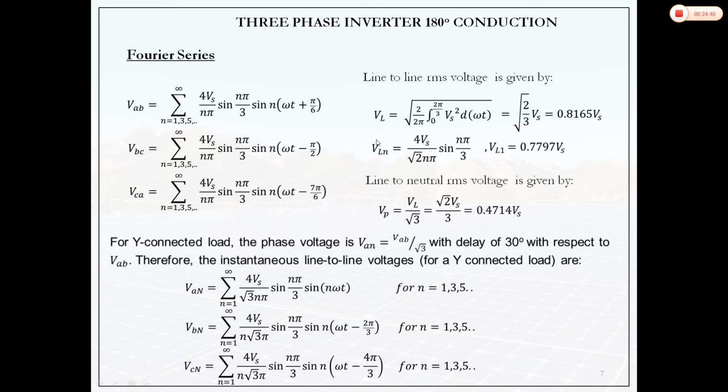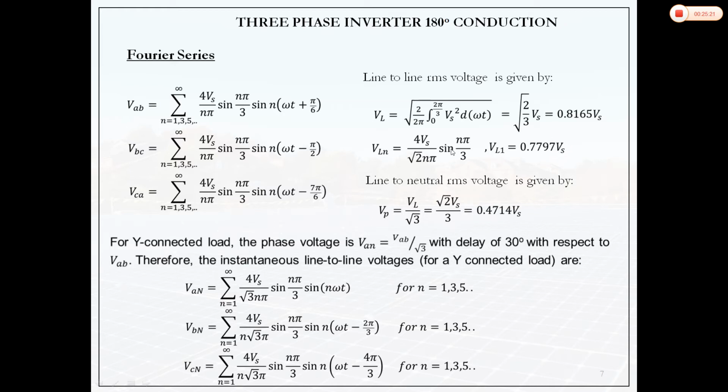Similarly, if you want to find the nth harmonic line voltage peak magnitude, you can find it from this expression. So that is 4 Vs upon n pi sin n pi by 3. That will be the peak value of the nth harmonic component. But if you want to find the RMS value, you have to divide by root 2. So RMS value of the nth harmonic line voltage will be 4 Vs upon root 2 n pi sin n pi by 3. Okay. So if you want to find the fundamental component RMS value, you have to substitute n is equal to 1. So VL1 will be this value.